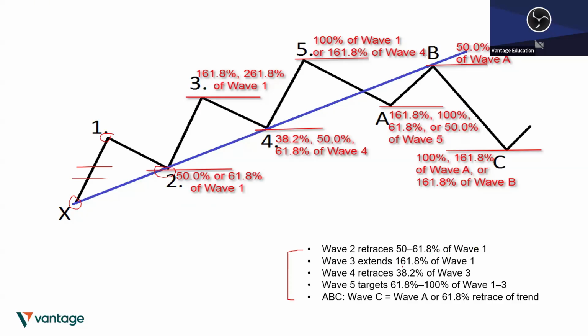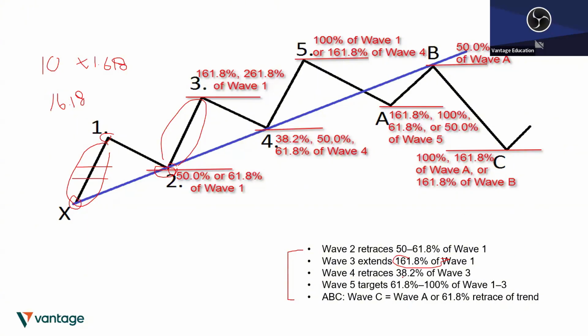Wave 3 extends 161.8 of wave 1. Okay, wave 3 is usually 161.8 of this. So if wave 3 moved $10, 161.8 of that means that it is 1.618. Okay, so wave 3 should have moved at least $16.18. Okay, something like that from 2.